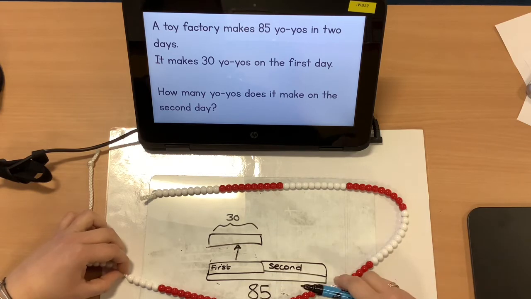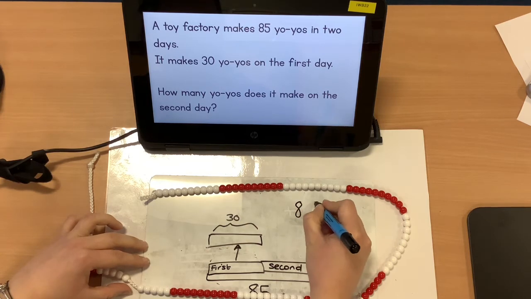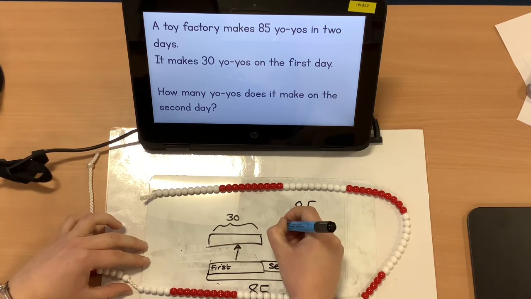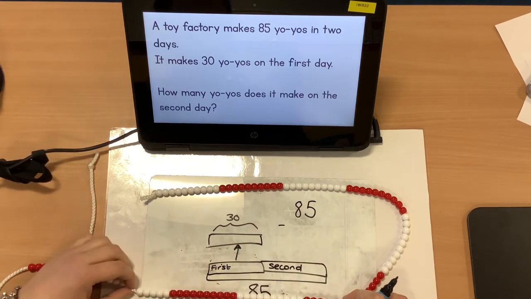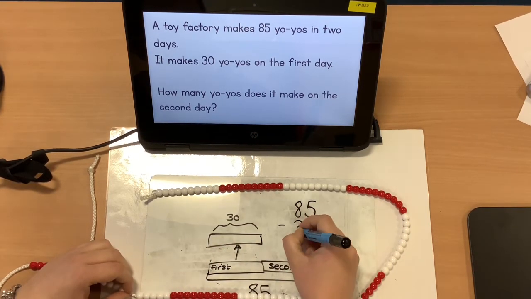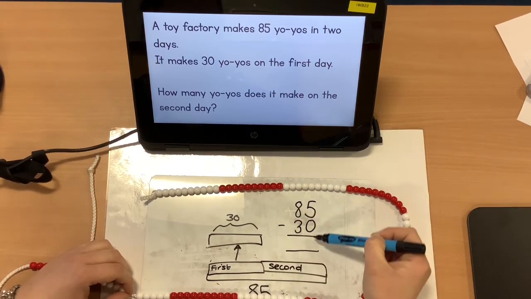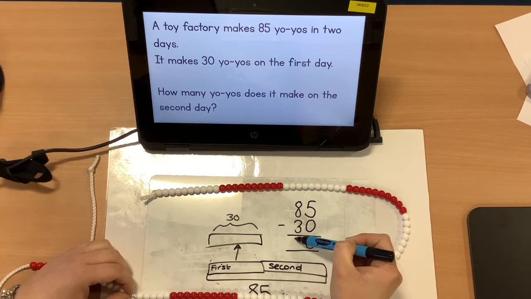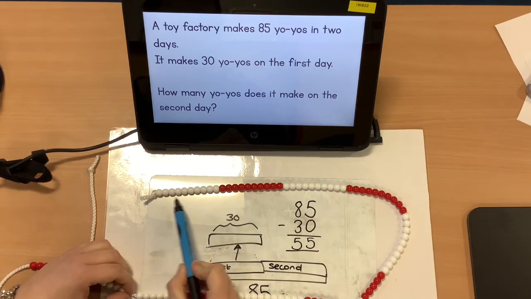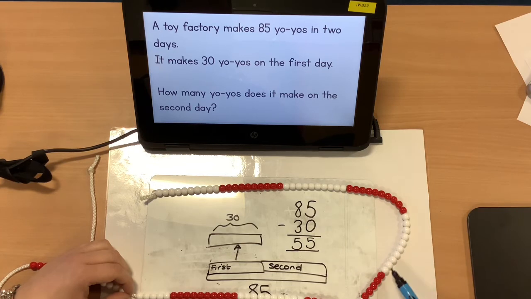So the calculation I need to do to work out how many were made on the second day is I need to start with my 85 yo-yos, and I need to subtract, I need to take away, like I did here when I moved them away, my 30 yo-yos. And that leaves me with 5 take away 0 is 5, and 8 take away 3 is also 5. And if I count here, I've got 10, 20, 30, 40, 50, 1, 2, 3, 4, 5.